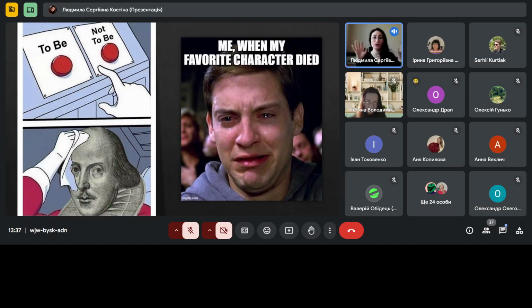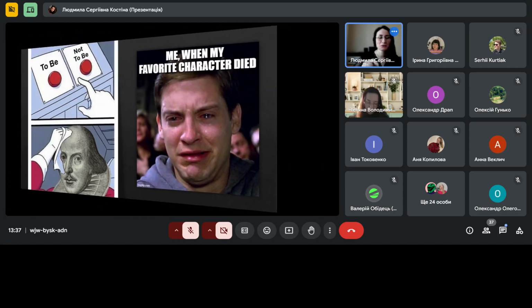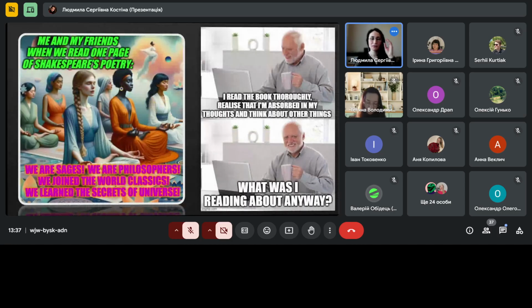So, next one, or two of them. Different face expressions, you see? Shakespeare's expression, to be or not to be, when he's hesitating to click the button, and the face of some person, me, when my favorite character died. It's a tragedy for him. Quite funny. So let's move on.